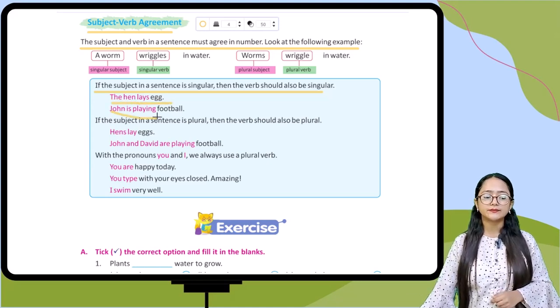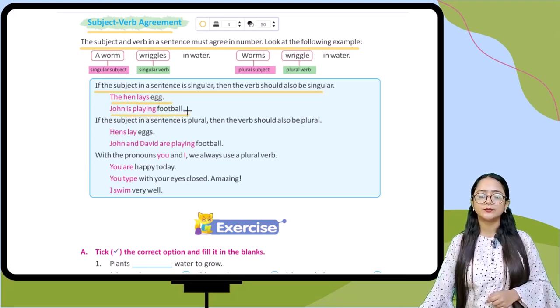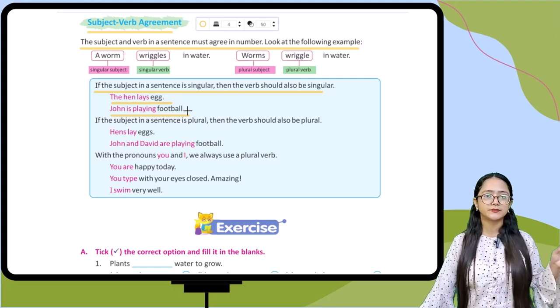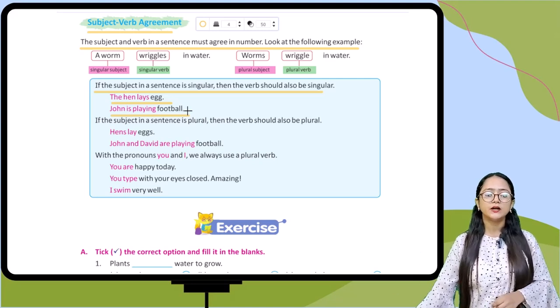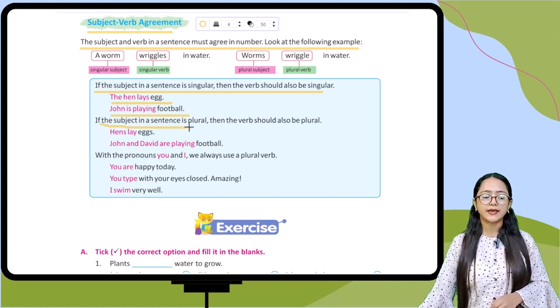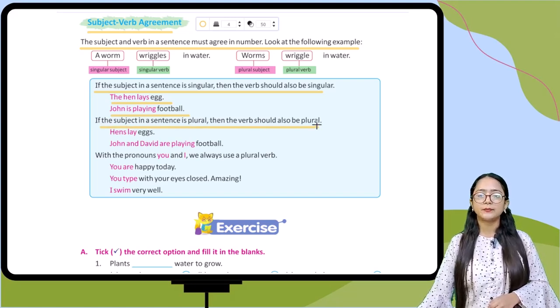Next one, if the subject in the sentence is plural, then the verb should also be plural. If the subject is plural, then the verb should also be plural. For example, hens lay eggs. Next one, John and David are playing football.